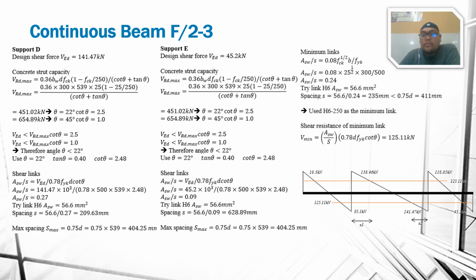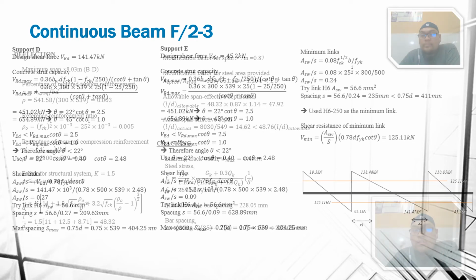Then I calculate the minimum link, and I found out the minimum is 235, lower than the maximum. So I need to use H6 at 250 as the minimum link. Then I calculate the shear resistance of the minimum link, which is 125.11 kN. As you can see, there are two supports here where the shear is over the 125.11 kN. So I calculate the X1 and X2 over there.